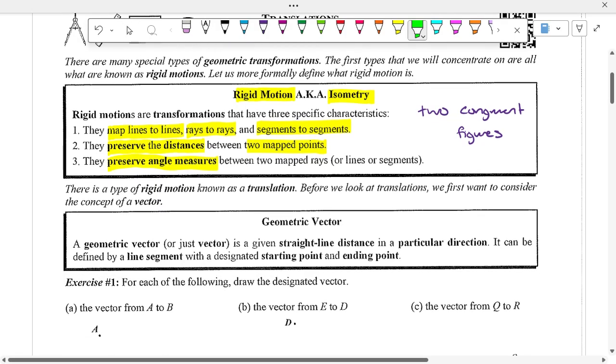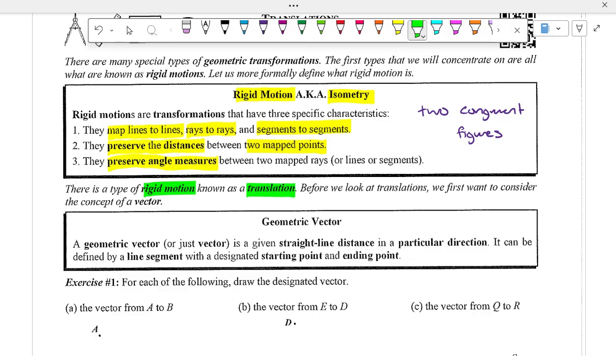Now, translations are a rigid motion because remember, we're just sliding the shape. All right, so if we're just sliding the shape, then obviously it's not going to change its size. It's just sliding it, so everything keeps consistent. But before we talk about that, there's something with translations that we have to discuss. So we have to first talk about the concept of what we call a vector. Now, you may have heard of vectors before. They're mainly used in science, specifically physics.